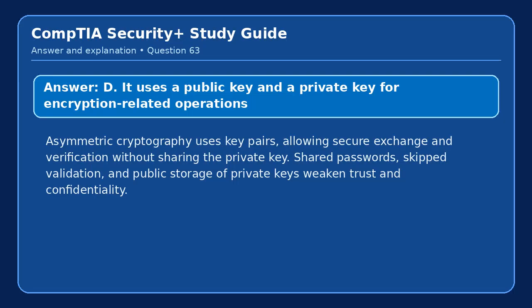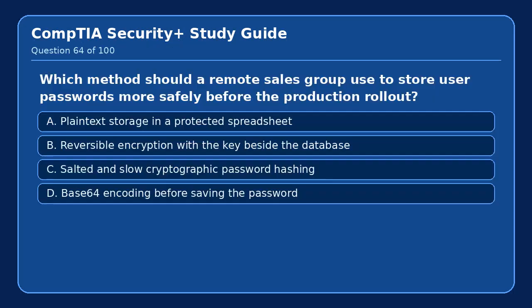Take a moment to choose your answer. The answer is D. It prevents identical passwords from producing identical stored hashes. A salt makes pre-computed hash attacks and duplicate password identification less effective. Salting does not enable recovery, replace MFA, or make a hash reversible.